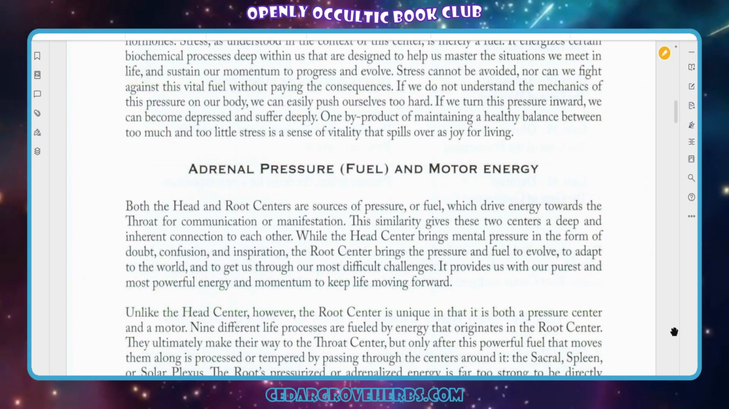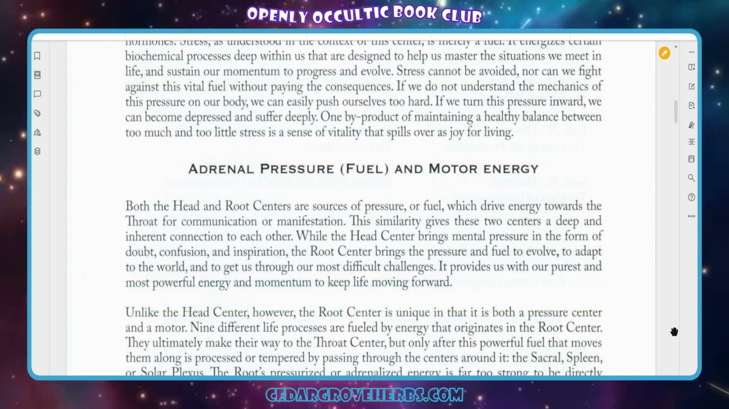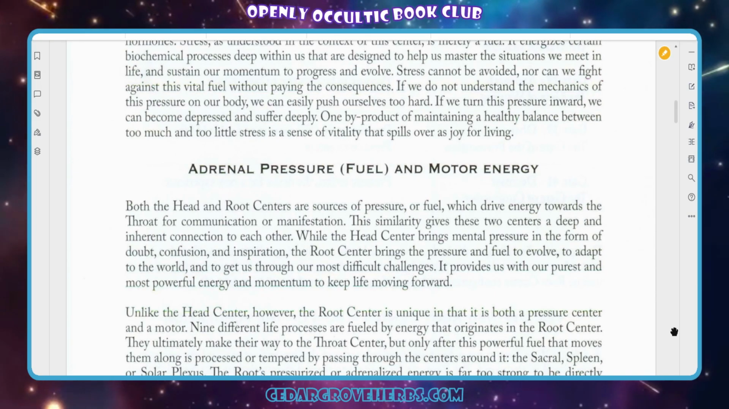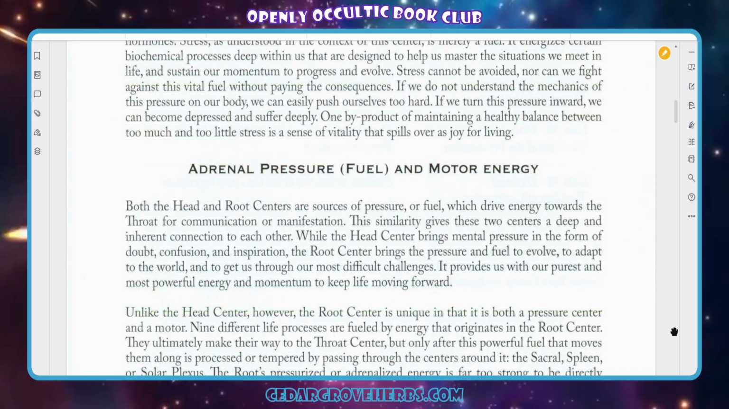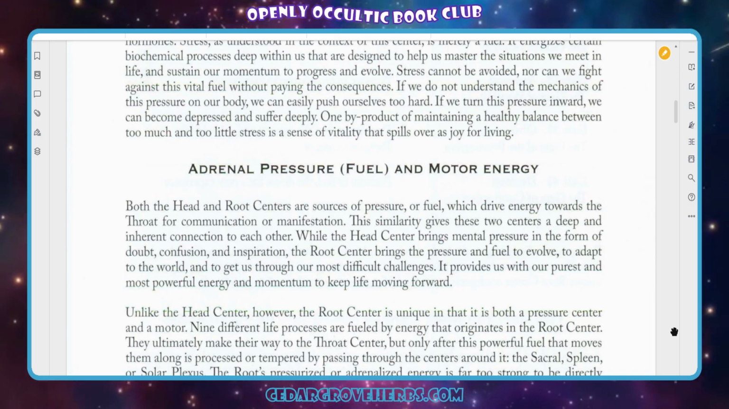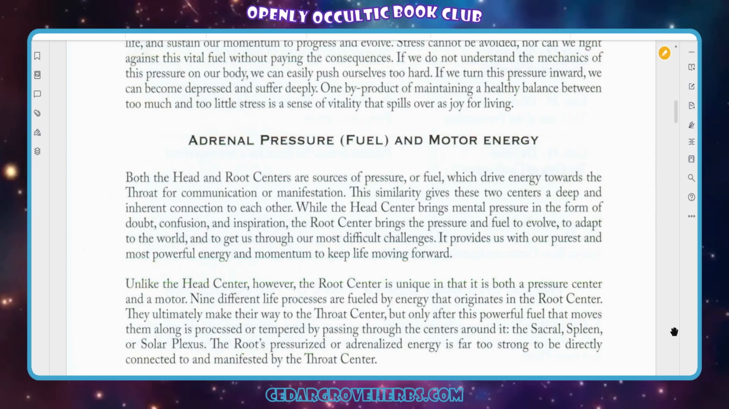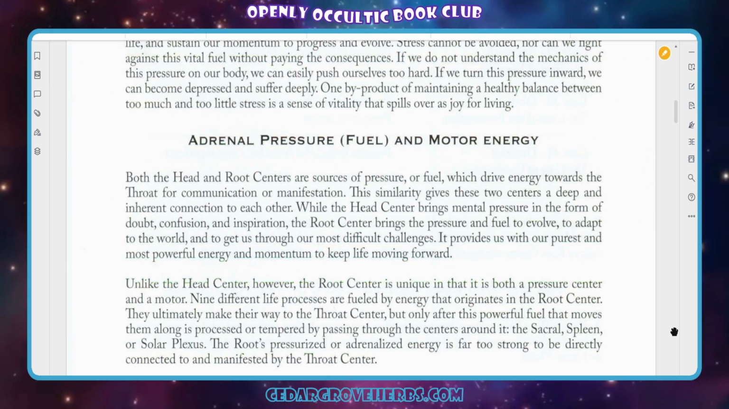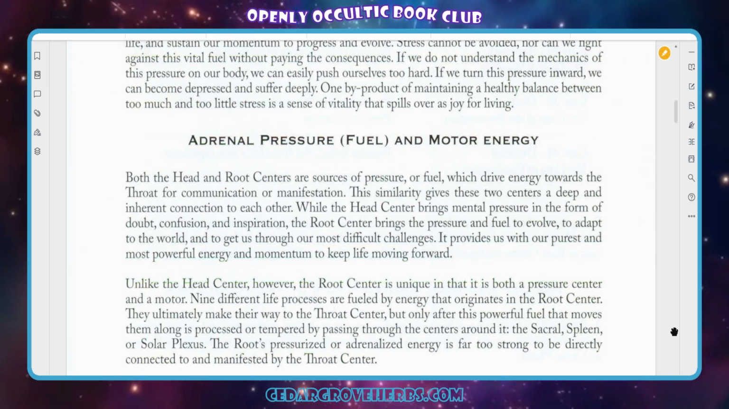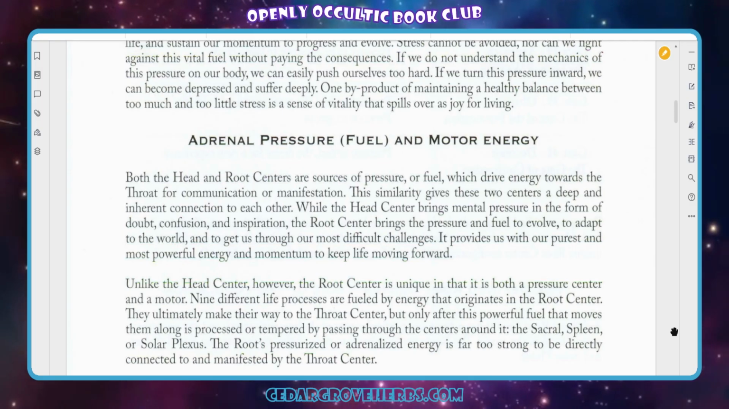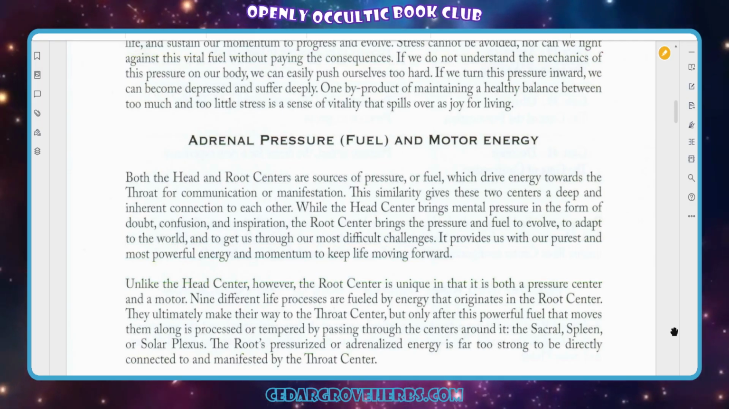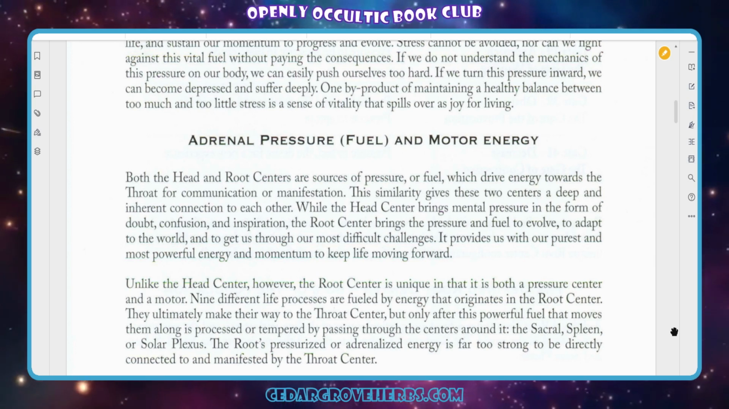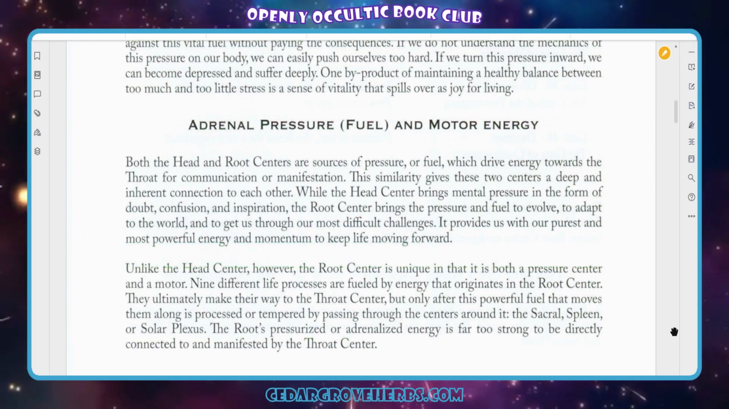Adrenal pressure, or fuel, and motor energy. Both the head and root centers are sources of pressure, or fuel, which drive energy towards the throat for communication or manifestation. This similarly gives these two centers a deep and inherent connection to each other. While the head center brings mental pressure in the form of doubt, confusion, and inspiration, the root center brings the pressure and fuel to evolve, to adapt to the world, and to get us through our most difficult challenges. It provides us with our purest and most powerful energy and momentum to keep life moving forward.